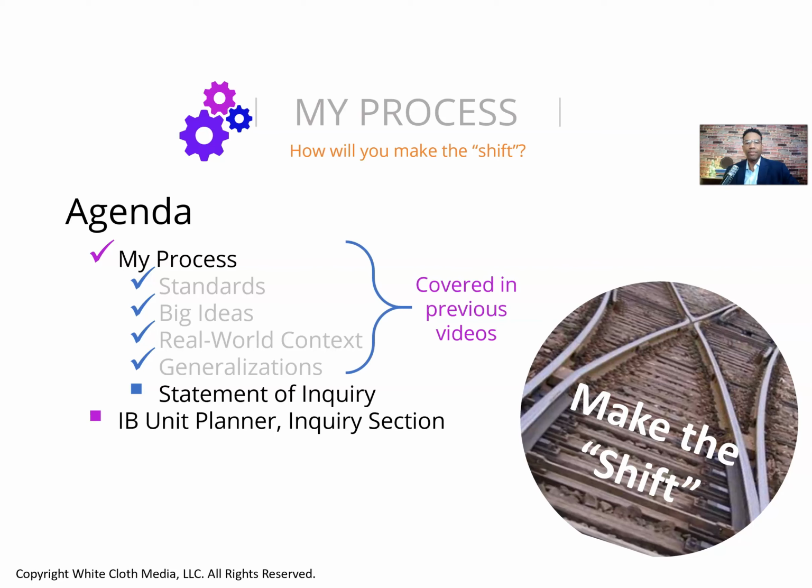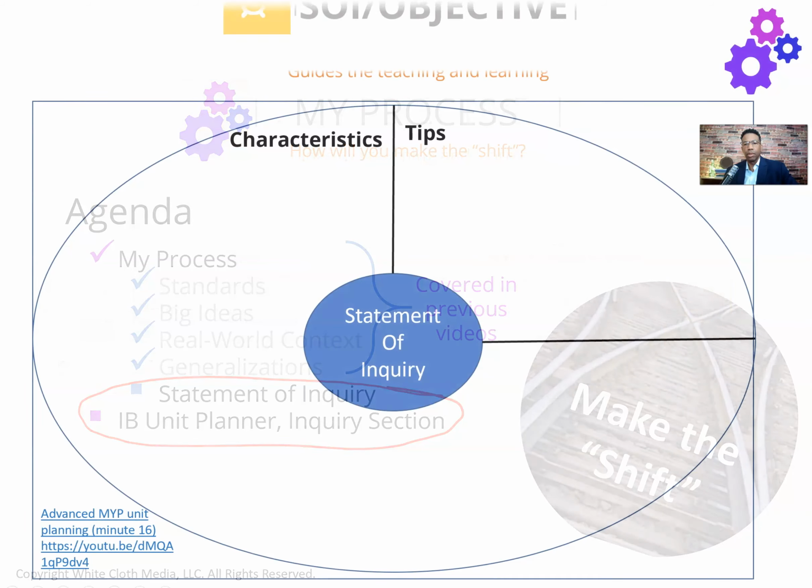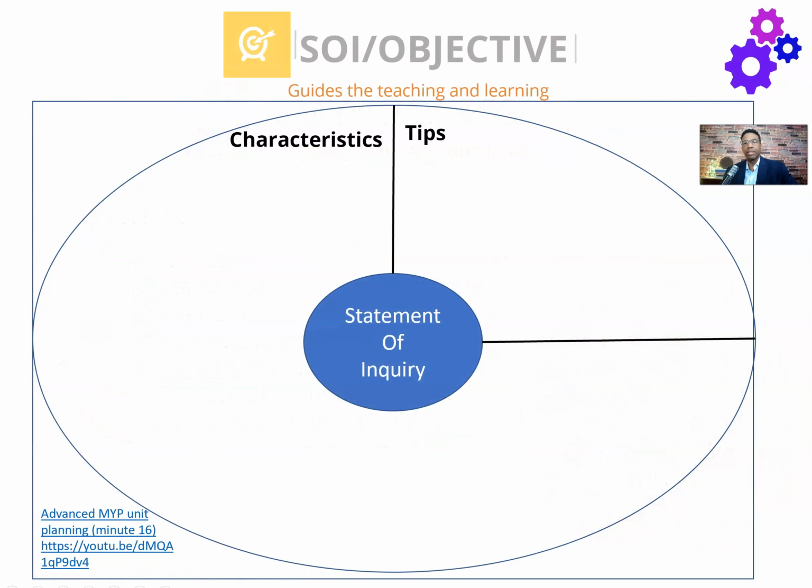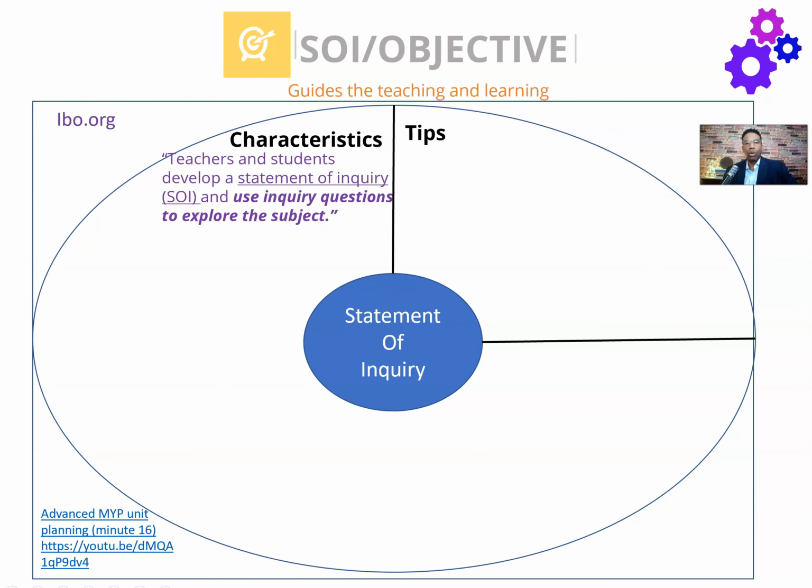All right, so my process is a 5-step process, and we've already covered 4 in previous videos. So in this video, we just want to look at the statement of inquiry and the inquiry section of the IB unit planner. So what are some of the characteristics of a statement of inquiry? Well, according to IBO, teachers and students develop a statement of inquiry, or SOI, and use inquiry questions to explore the subject. Now, our subject in these videos is congruence and similarity. That's our unit. The SOI should guide the teaching and learning of our unit.